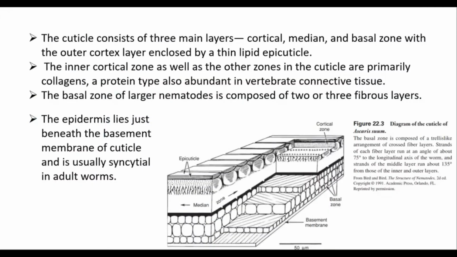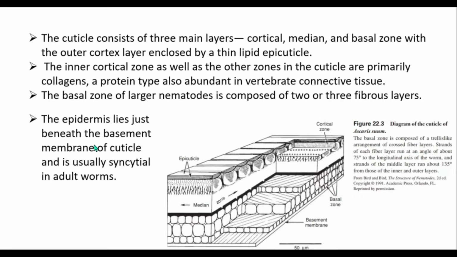see here. Just beneath, as you can see, is a cuticle. This is Figure 22.3, showing the diagram of the cuticle of Ascaris suum. The cuticle can consist of 3 main layers, as you can see: cortical, median, and basal zone, with an outer cortex layer enclosed by a thin lipid epicuticle. The inner cortical zone is primarily collagen. Collagen is a protein type also abundant in vertebrate connective tissue. Next is the basal zone, which in larger nematodes is composed of 2 or 3 fibrous layers.